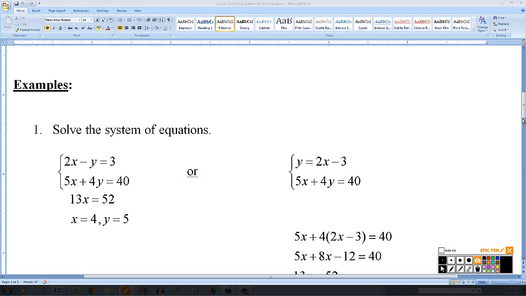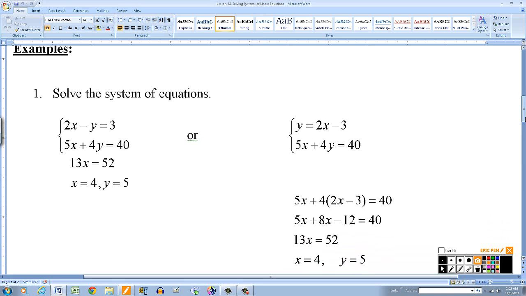And then I go ahead and multiply. I get 8x minus 12. So 5x and 8x is 13x. Take the minus 12 over to the other side. We get 40 and 12 is 52. 13 into 52 is 4.